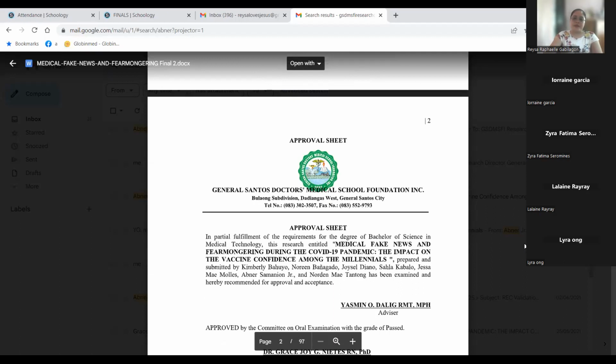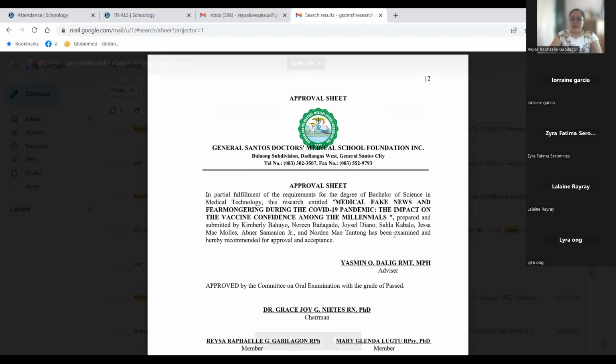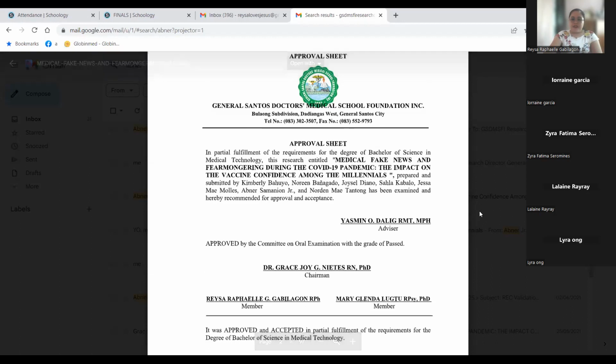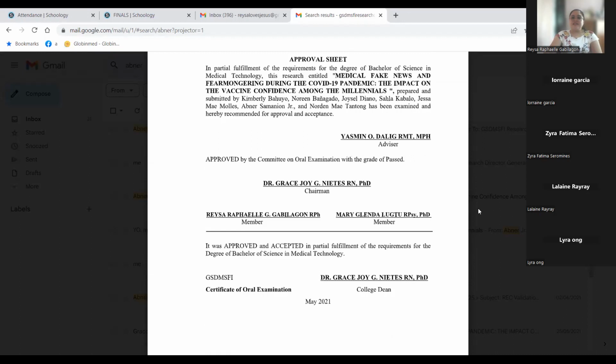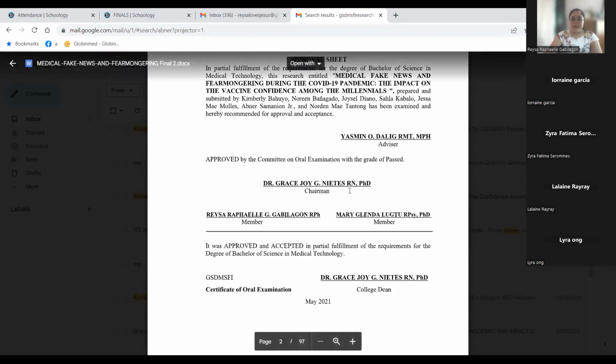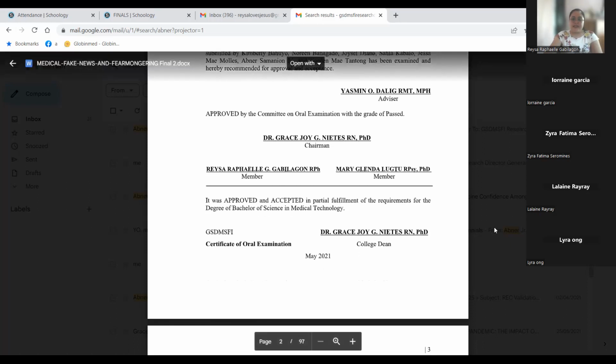This is our format for the approval sheet. I just can't give you this one, but this one is recorded. So you may access the recording and just copy the format here. Just edit this one with your title and then your names. But for the advisor, you still have the same advisor and the same set of panelists. Si Dean pa rin yung chairman dyan ha. And then I'm included in the panel. And then we have Ma'am Lugto as the third member. Okay, and just edit the date here.